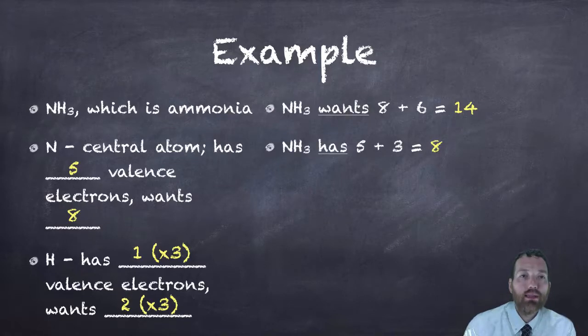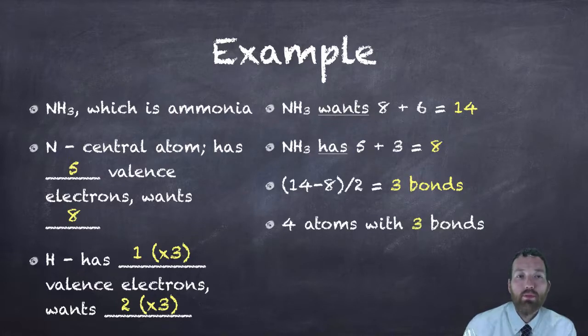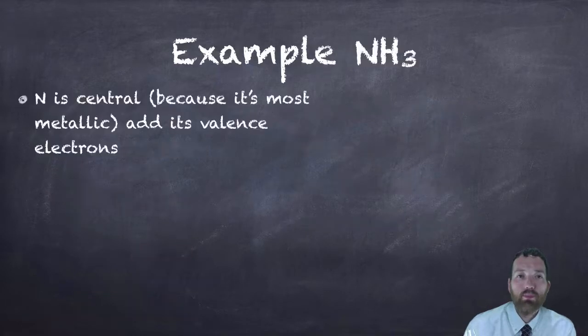Now it has 5 on the nitrogen and 3 on all of the hydrogens. That's 8. So I do my math, wants minus has, 14 minus 8, and I take that number, 6, and divide it by 2, and I get 3. And that means I need 3 bonds to draw my structure correctly. So I have 4 atoms that I need to attach with 3 bonds. This can be done pretty easily.